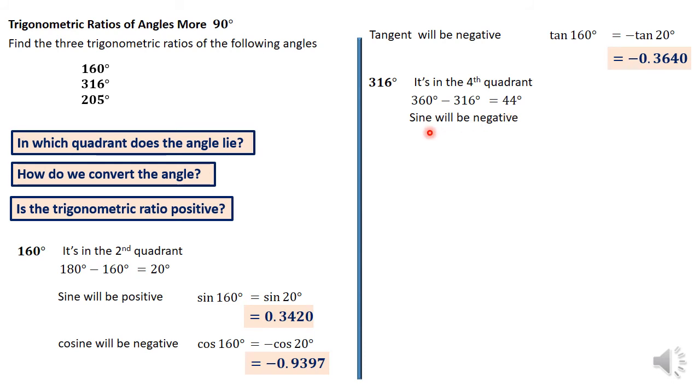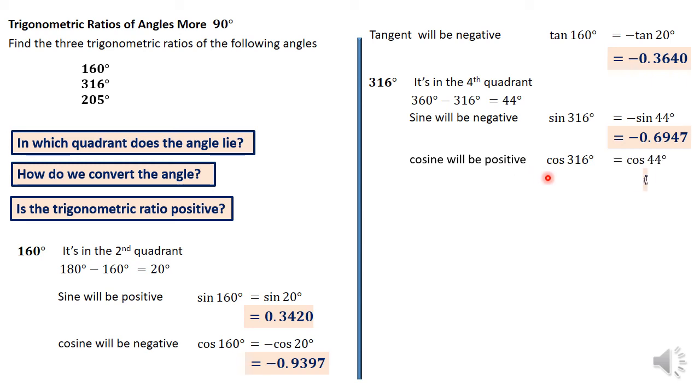Now, sine will be negative because in the fourth quadrant only cosine is positive. That means sine and tan are negative. Therefore, the sine of 316 degrees is going to be the same as negative sine of 44 degrees, which is negative 0.6947. Again, cosine will be positive. We just said that. And therefore, cos of 316 will be the same as cos of 44 degrees, which is 0.7193. Again, if we have tan of 316, tangent will be negative. Therefore, tan of 316 will be the same as negative tan of 44 degrees, which is going to be negative 0.9657.